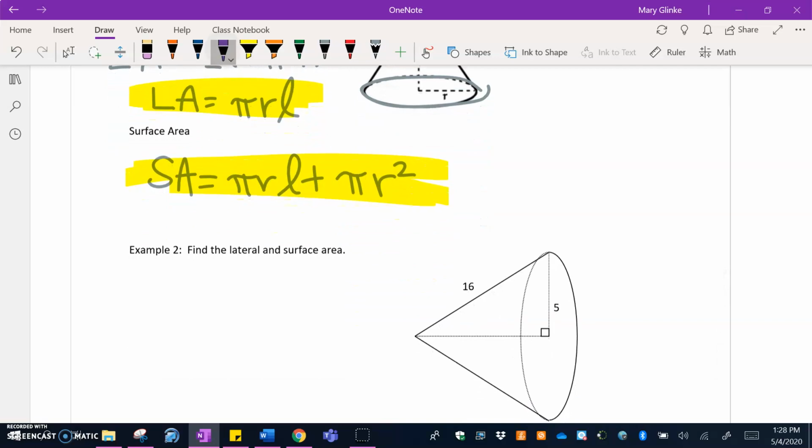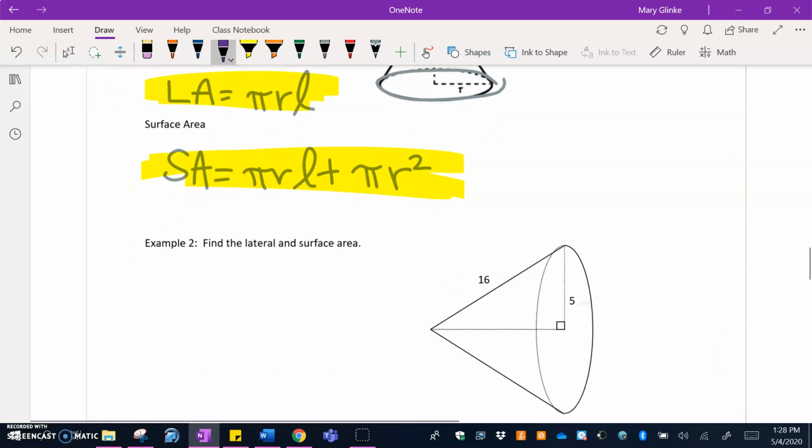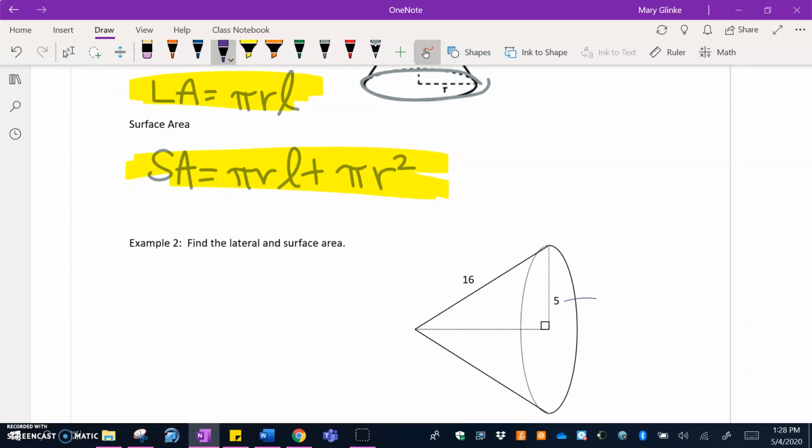So you notice here we actually have our radius given to us, that's 5, and we also have our slant height given to us, that's 16. You'll notice that if we didn't have the slant height, but instead we had the height of the cone, we could use the Pythagorean theorem to find the slant height. So to find the lateral area, we're going to do pi r l, and our lateral area would end up being 80 pi units squared.